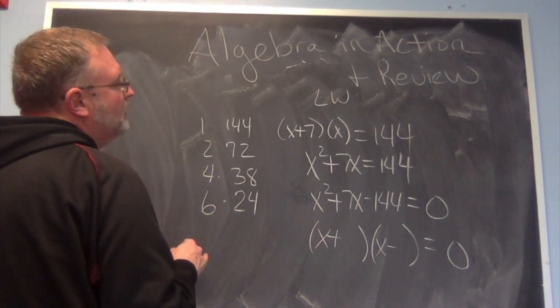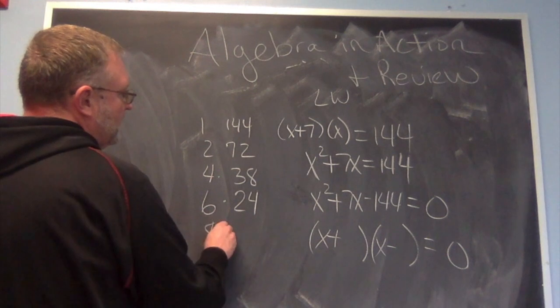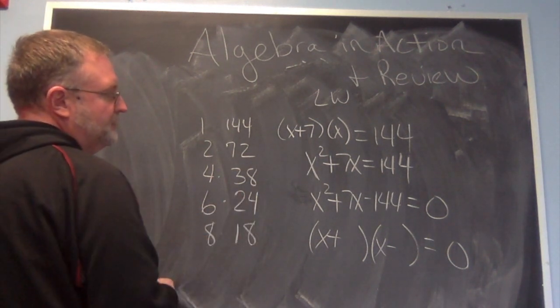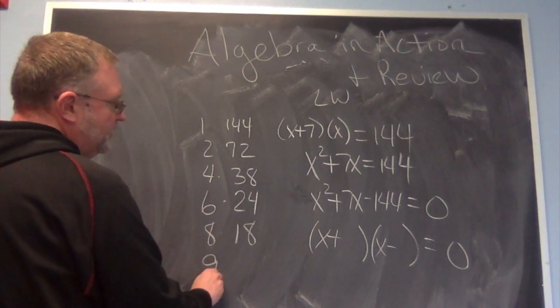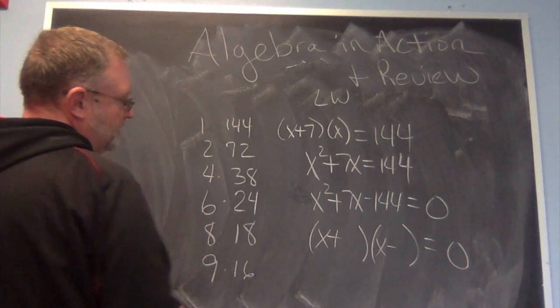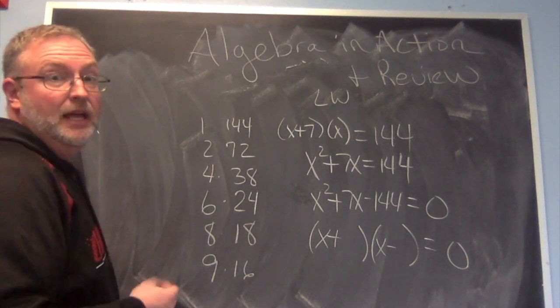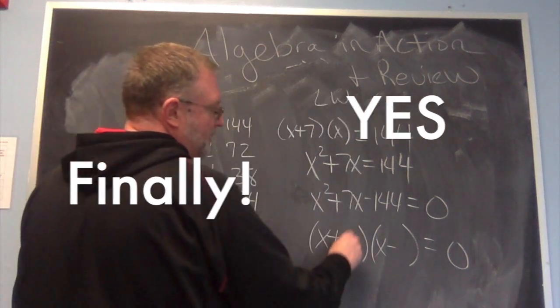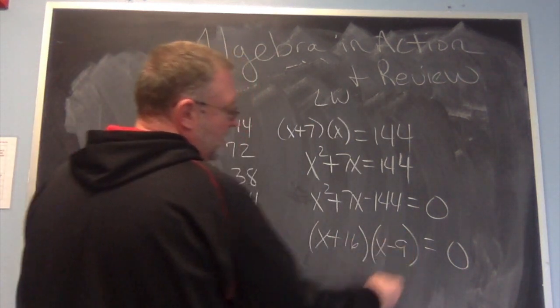8, yes, 8 times 18. All right, that subtracted gives you 10. Will 9 go into it? 9 will go into 144, 16 times. 16 minus 9, will that give you 7? Yes! All right, so that's my 9 and 16. I need the larger number to be positive, so 16 times 9.